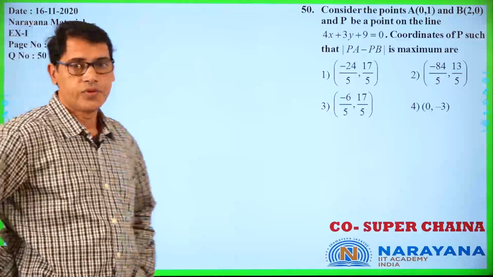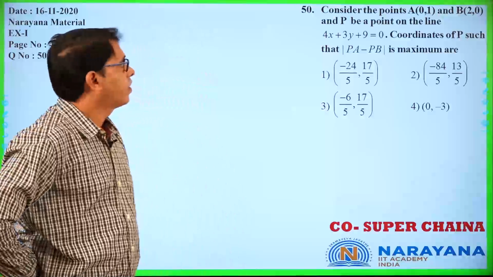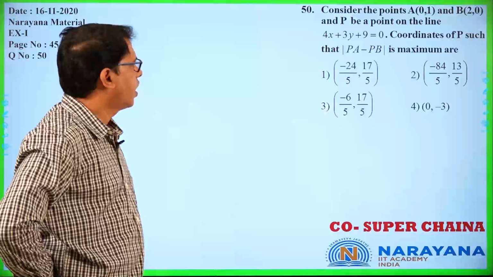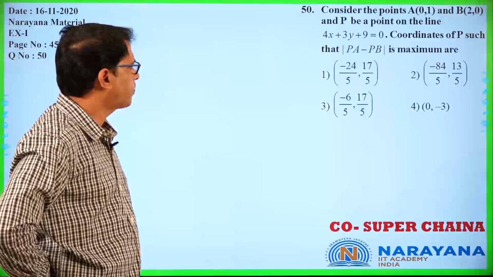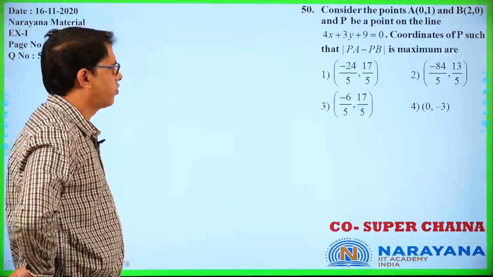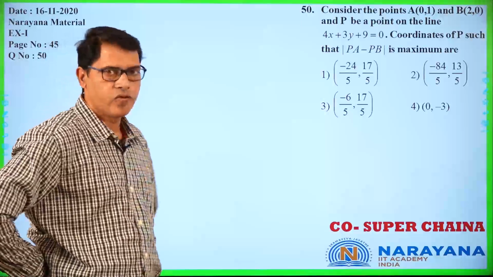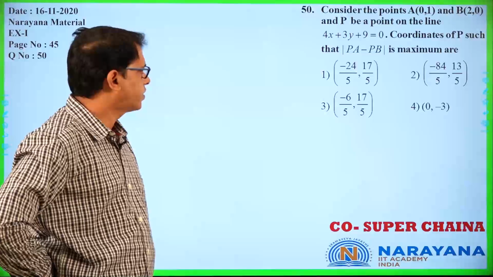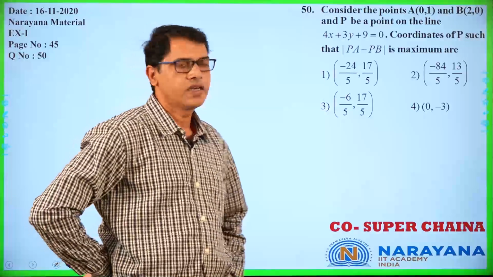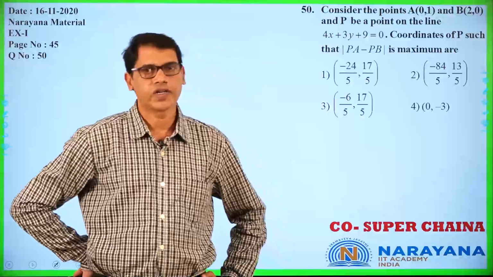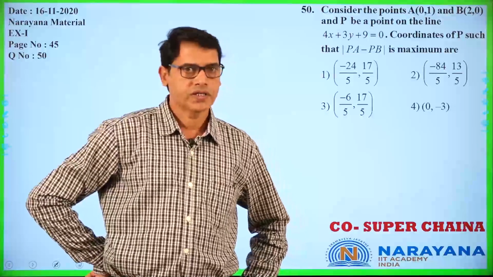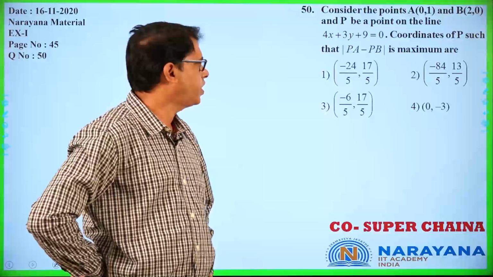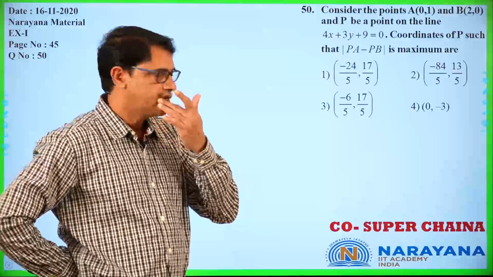See, this one is a beautiful question, very good question. Consider the points A(0,1) and B(2,0) and P be a point on the line 4x plus 3y plus 9 equal to 0. So coordinates of P such that PA minus PB is a maximum. Means here we have to find the coordinates of P which lies on the given line according to the condition that PA minus PB is a maximum.